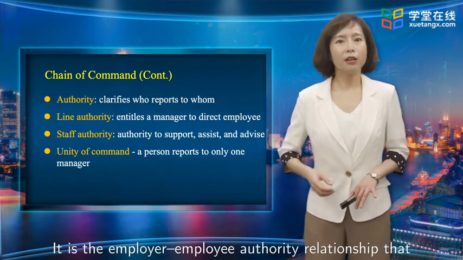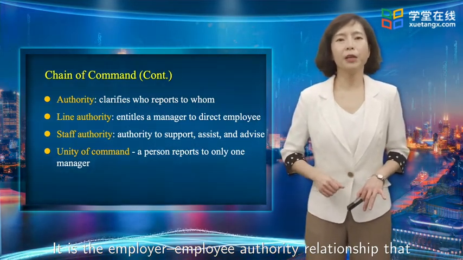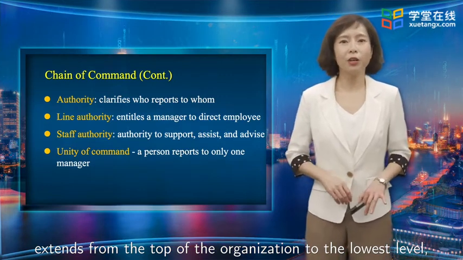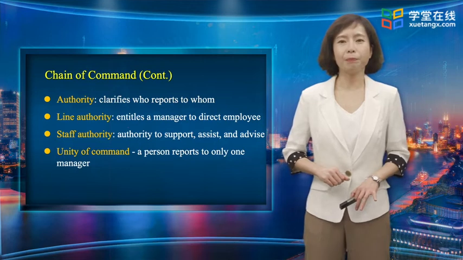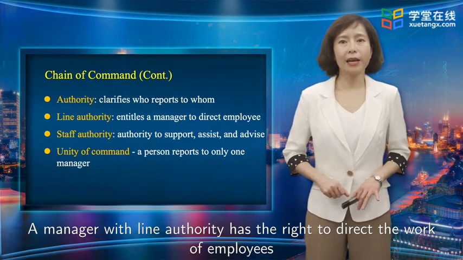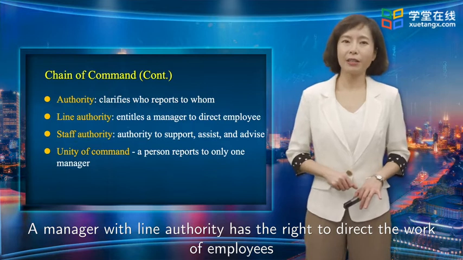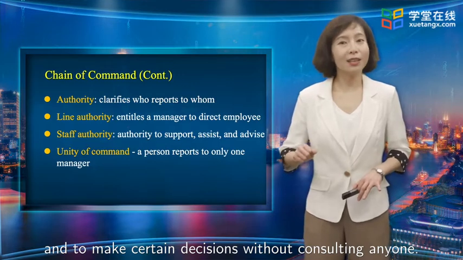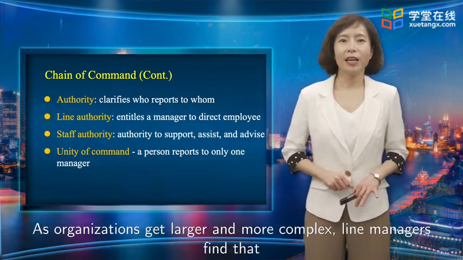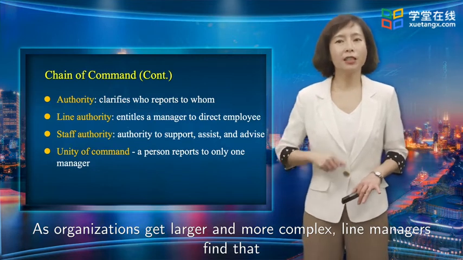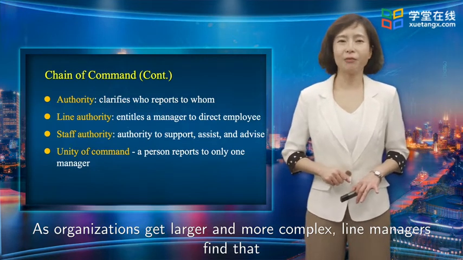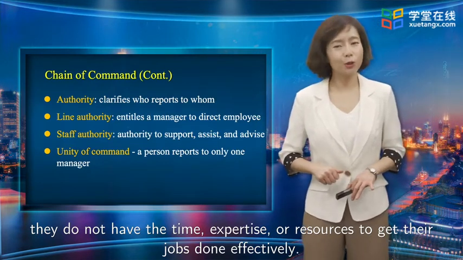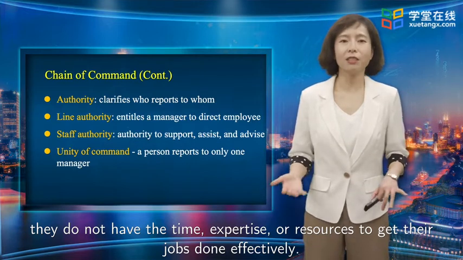Line authority entitles a manager to direct the work of an employee. It is the employer-employee authority relationship that extends from the top of the organization to the lowest level according to the chain of command. A manager with line authority has the right to direct the work of employees and to make certain decisions without consulting anyone. As an organization gets larger and more complex, line managers find that they do not have the time, expertise, and resources to get their jobs done effectively.